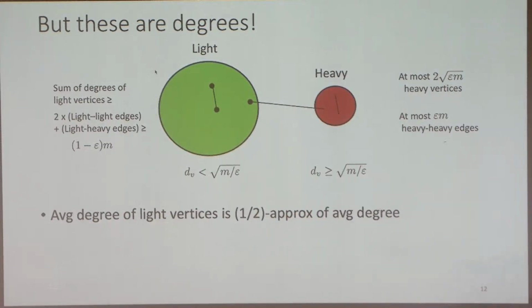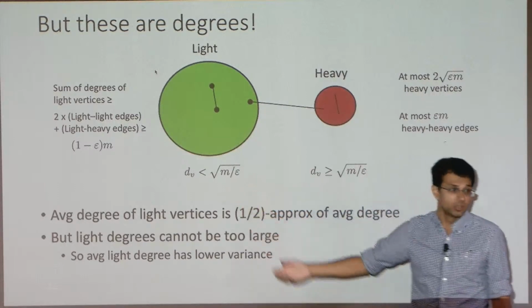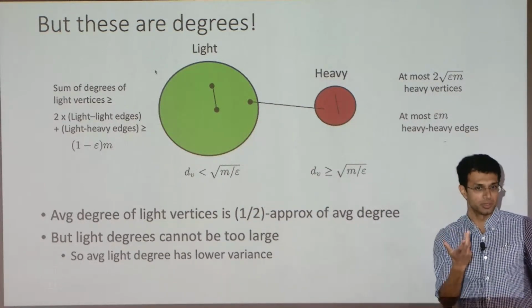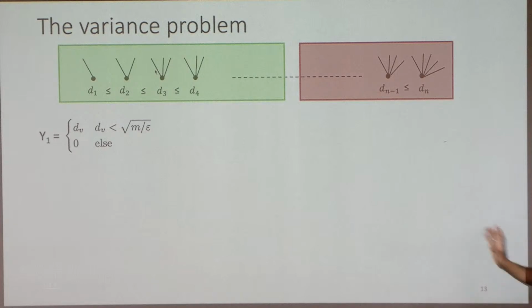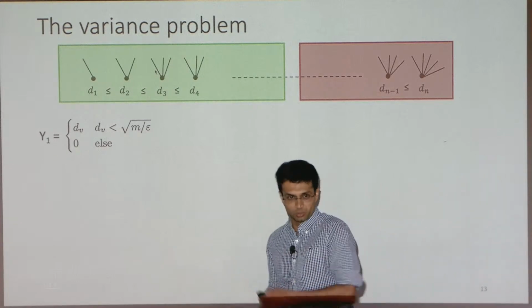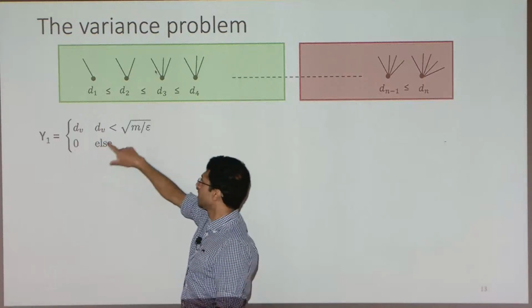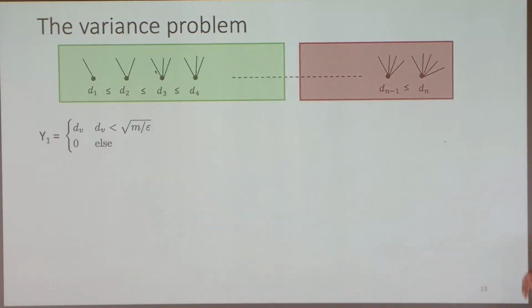Right? But the light degrees can't be too large. So I could go back, do Chebyshev, and I'm going to get some improvement there. And indeed, that's where you see the square root m appearing. So let's go ahead and do the math. Let me define my random variable y1, which is one sample. It's just to say y1 is the degree of v if the degree is less than root m and 0 otherwise. So this is this Winsorized estimate. I dropped all the heavy vertices.